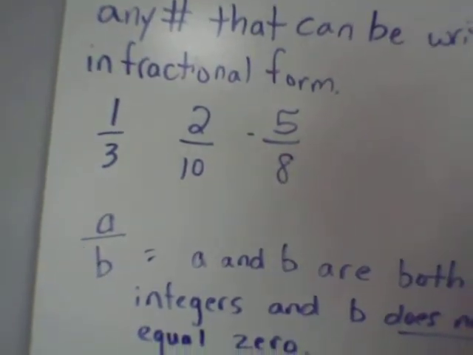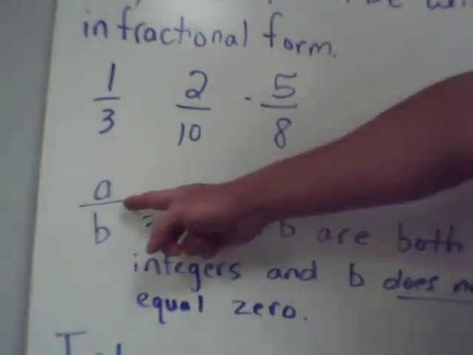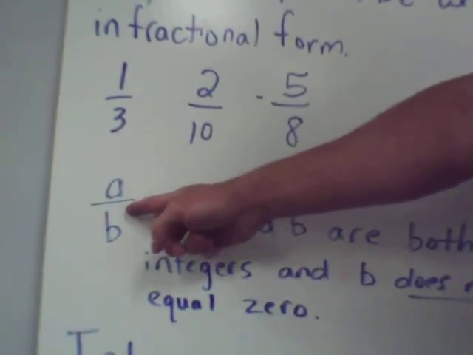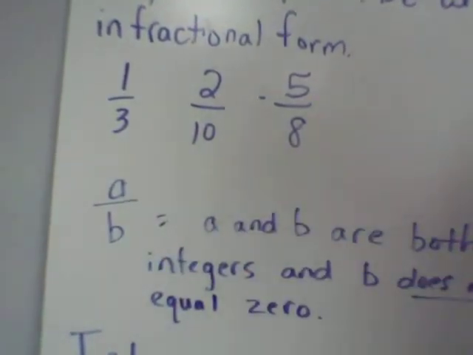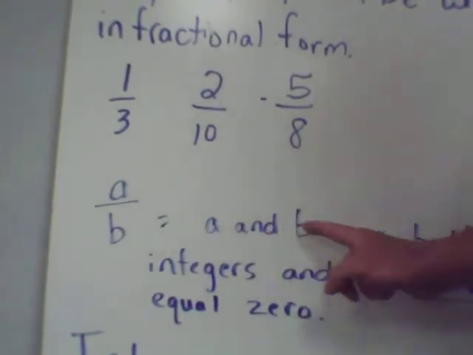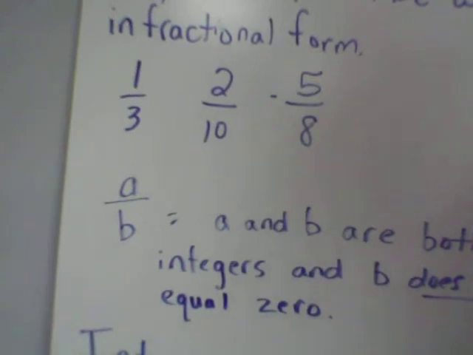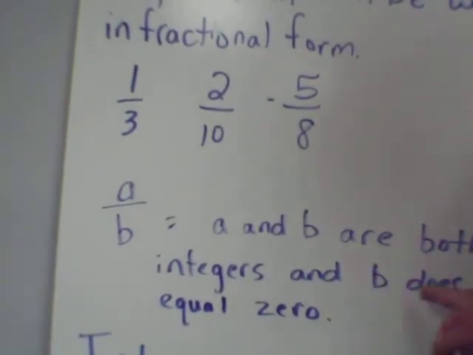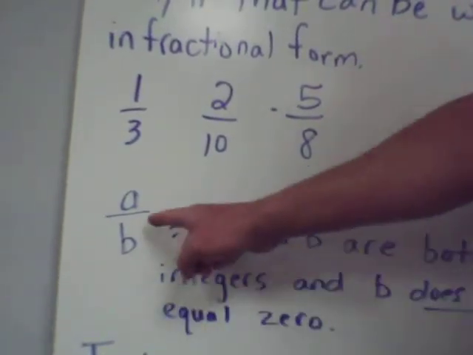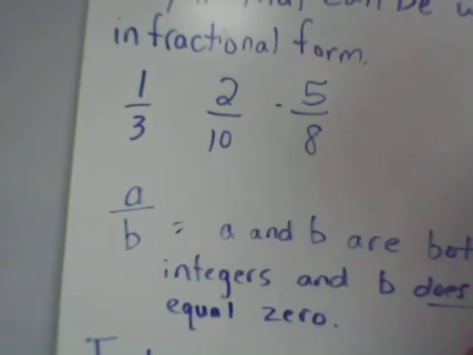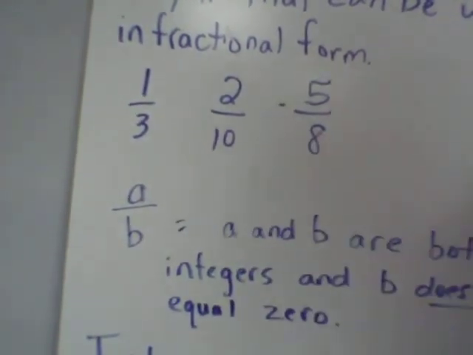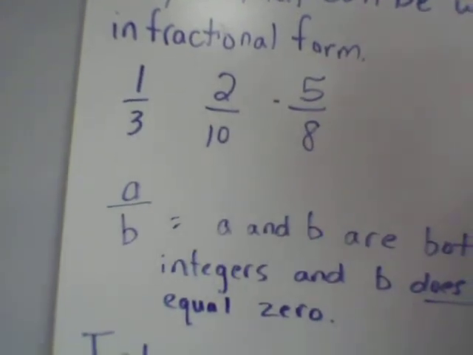Now the technical definition: when we have two numbers that are represented by variables A and B, A and B are both integers, and we're going to talk about the definition of that in just a second, and B does not equal 0. So B cannot be a 0, and that is a generic definition for rational numbers.